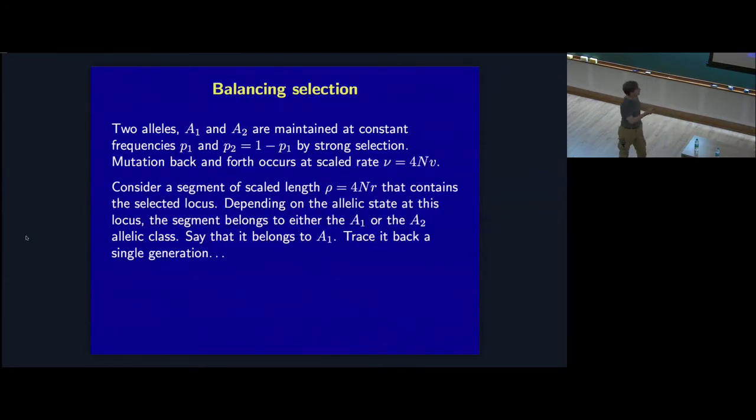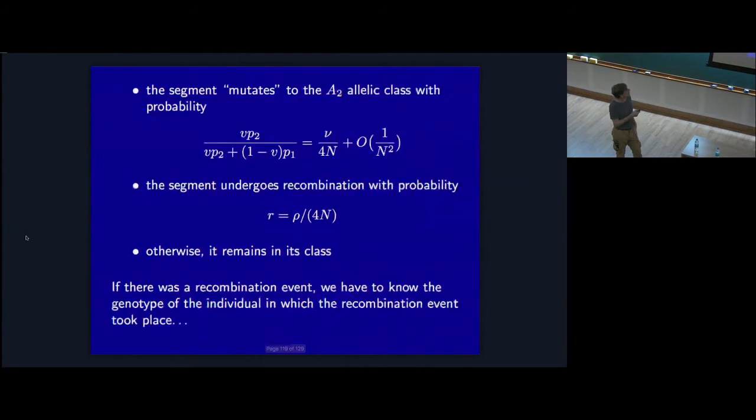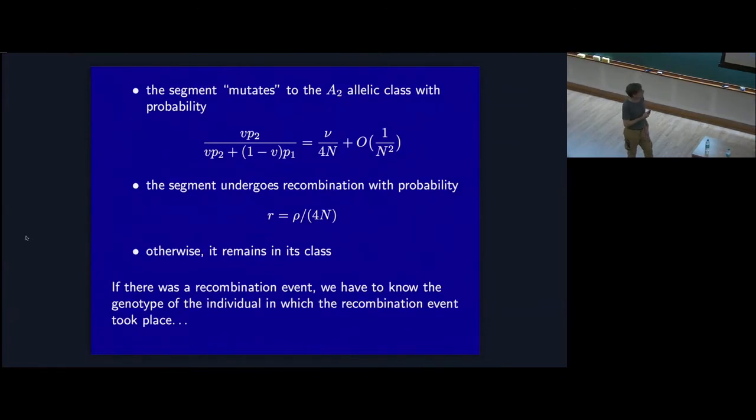Say it belongs to A1, and you trace it back a single generation. The segment can mutate to the A2 allelic class. That depends on the mutation rate, so it's the probability that it mutates times the frequency of the other allelic class. This is analogous to the backward migration rates I showed before. The mutation rate here would be the rate at which you go from that one to the other, and you just invert that: what's the probability that you came from that? Then, of course, you also have recombination with some probability. Otherwise, if none of these happens, it just remains in its class.